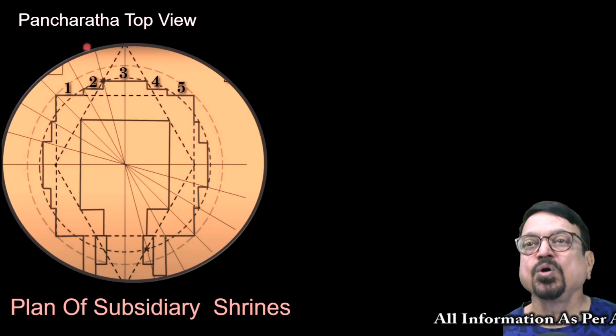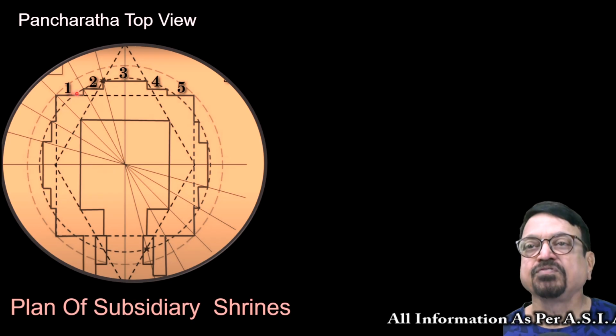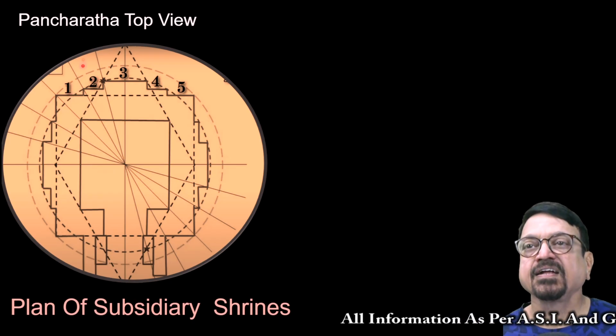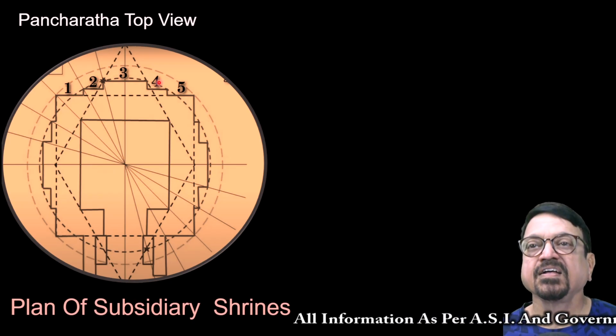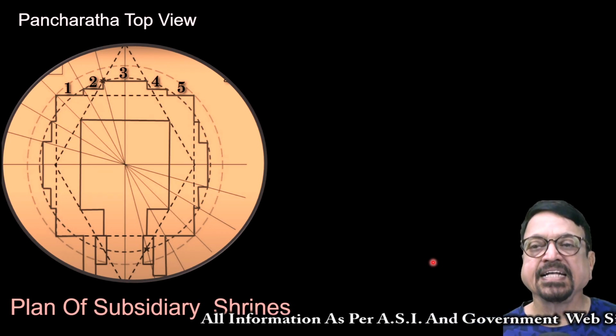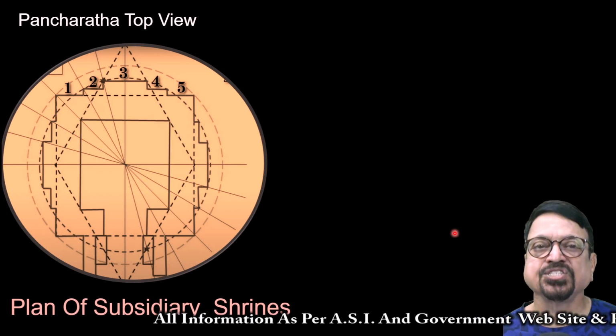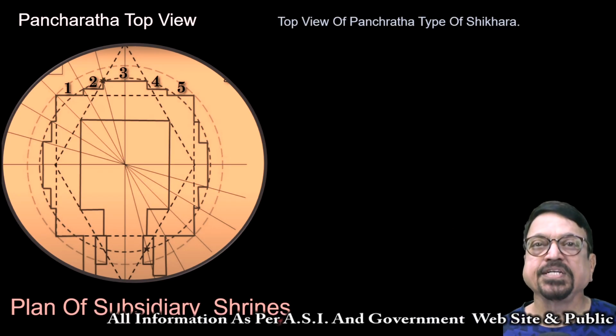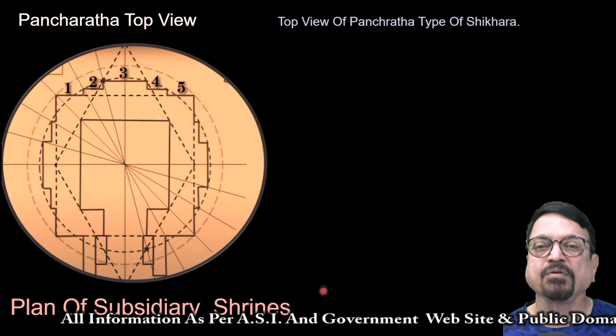Here we are showing you the Pancharatha top view. This is first, this is second, this is third, this is fourth, and this is fifth. This is a plan of the subsidiary shrines. This we are showing you is a top view of the Pancharatha type of shikharas.